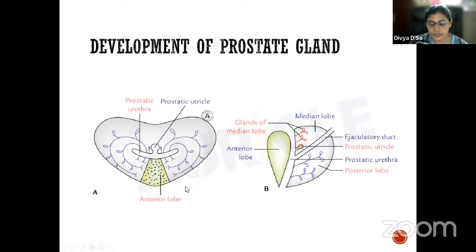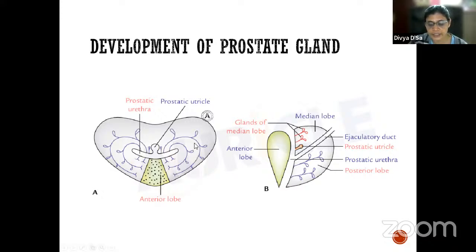Now where do these epithelial buds come from? They come from the epithelial lining of the prostatic urethra. So the epithelial lining of this prostatic urethra forms these epithelial buds, and from here the prostate gland develops. There will be one anterior, 2 posterior and 2 lateral buds. So these are the epithelial buds.